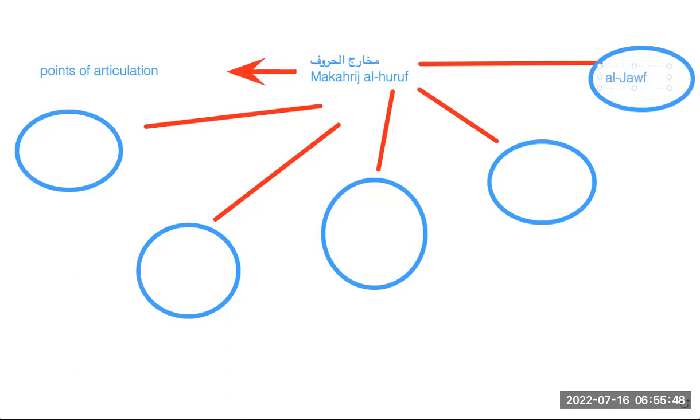Al-Jawf. What is Al-Jawf? Al-Jawf is the gap between the mouth and the throat, the empty space between the mouth and the throat.